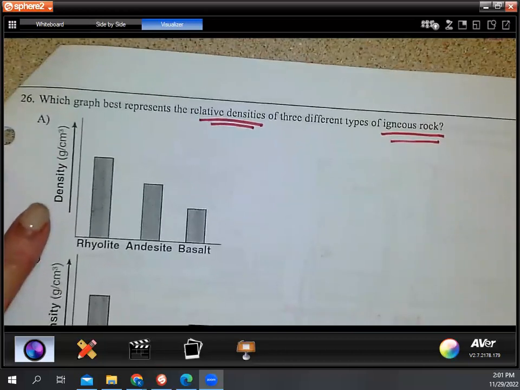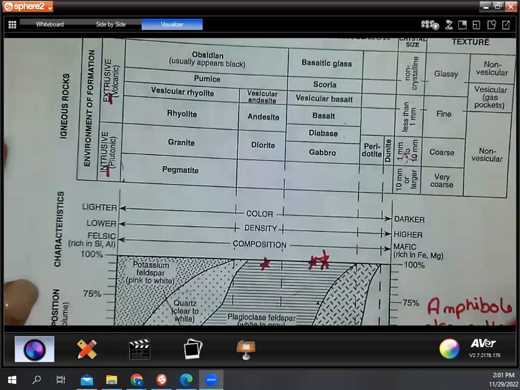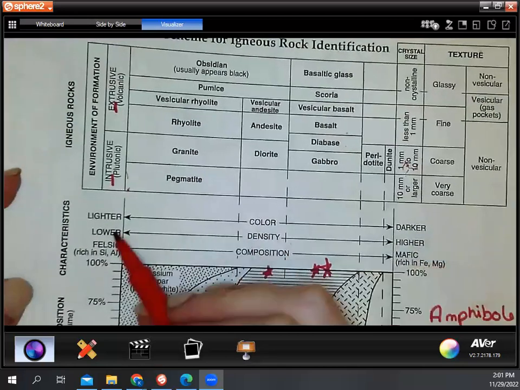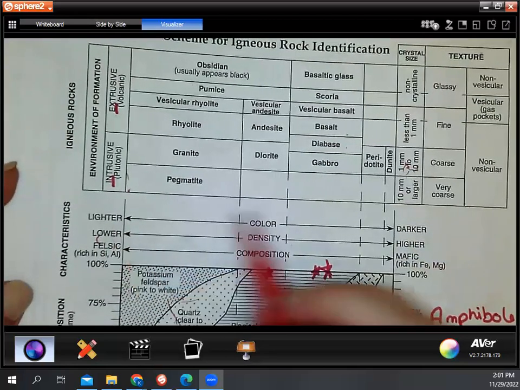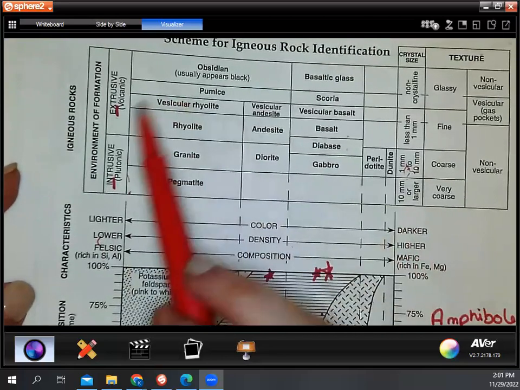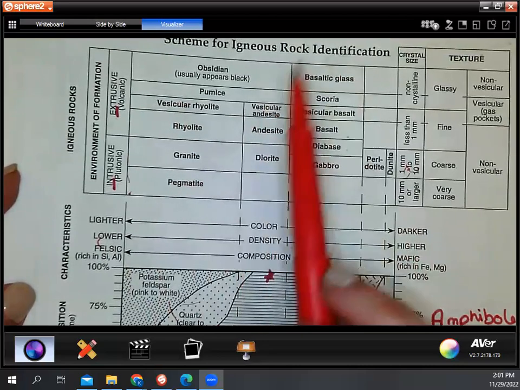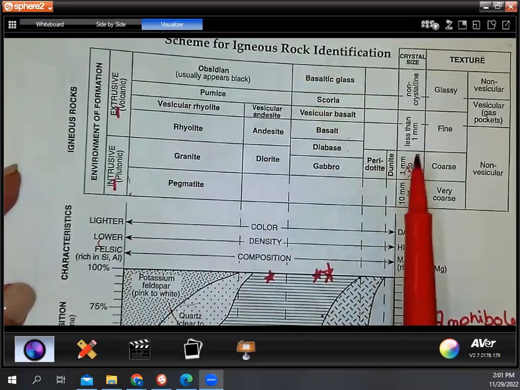26, which graph represents the relative densities of 3 different types of igneous rocks? So you're going to go to page 6 again. Look at the density section here in the middle. They show us on this side, left is lower. Over here on the right, it's higher. So if I'm a rock on this side, I'm going to have the lowest density. I'm going to be a middle density. I'm going to be a higher density, highest densities.